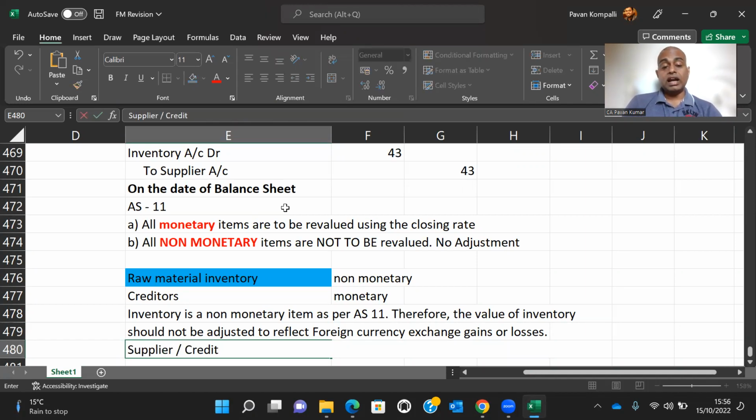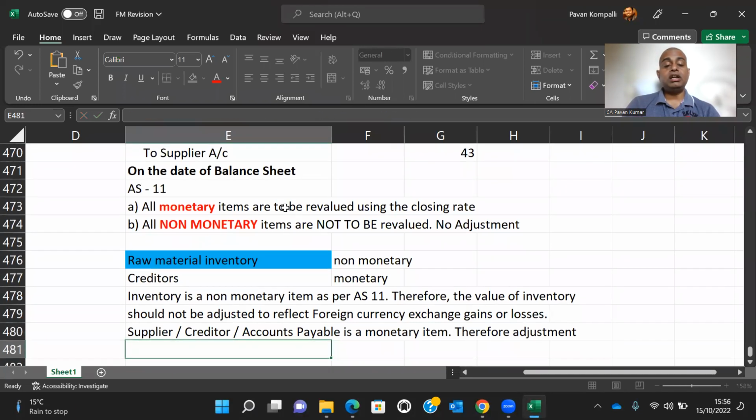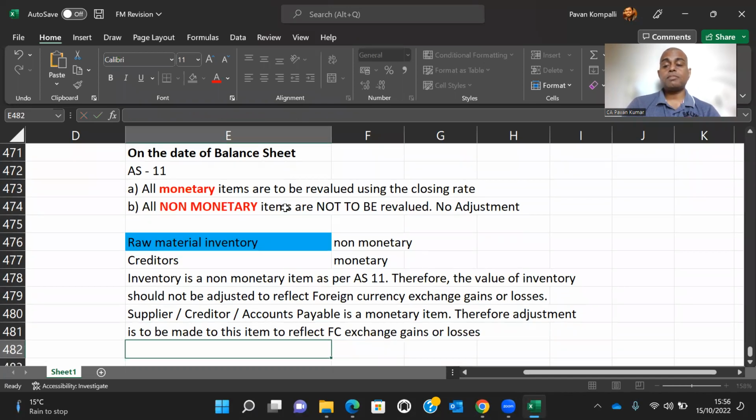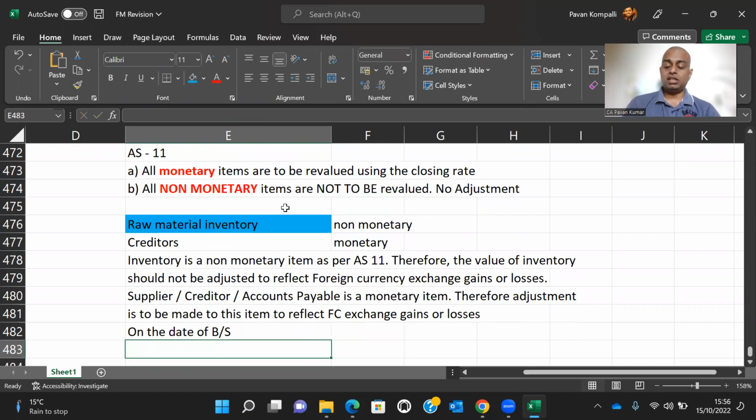Supplier or creditor or accounts payable, you can call it anything, they are synonyms, is a monetary item because you need to pay it. Therefore, adjustment is to be made to this item to reflect foreign currency exchange gains or losses. So on the date of the balance sheet, what is the journal entry to be passed? Now look here.